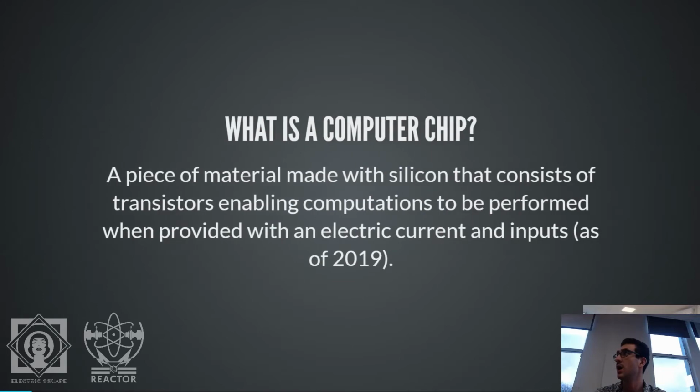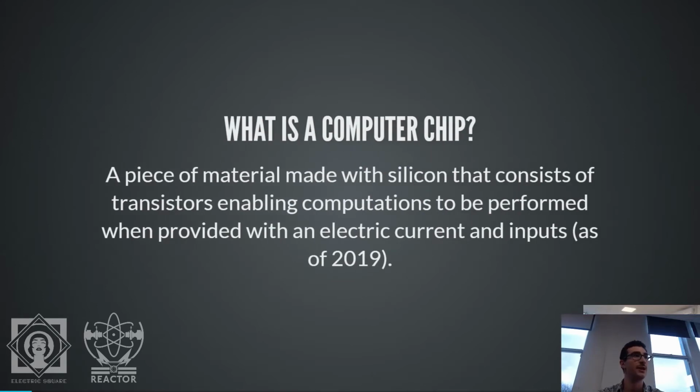So what is a computer chip? Very basic. Basically, it's a piece of material. So far, they've all been made out of silicon, and it has these things called transistors, which allow for computation to be performed when provided with an electric current and inputs. This is accurate as of 2019. Maybe in the future, when you have space quantum computers, this will no longer be up to date, but I don't care about that right now.